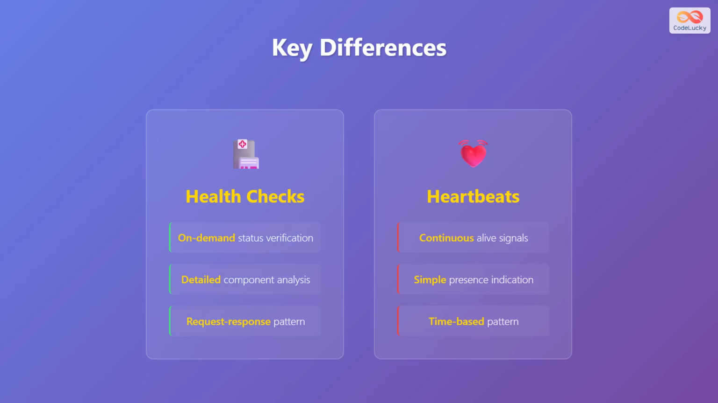Let's discuss the key differences between health checks and heartbeats. Health checks are on-demand status verifications that offer detailed component analysis using a request-response pattern. In contrast, heartbeats are continuous alive signals that provide a simple presence indication using a time-based pattern.